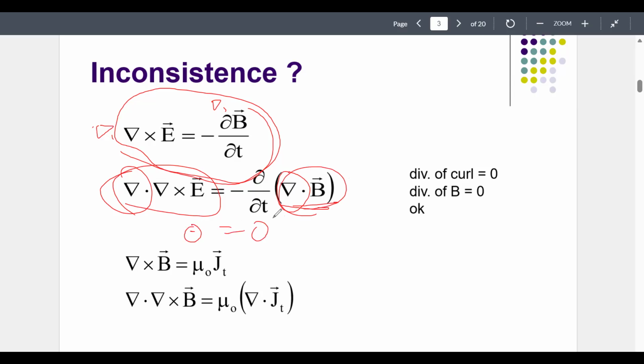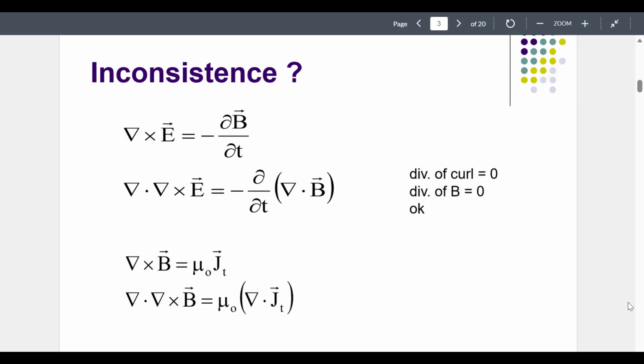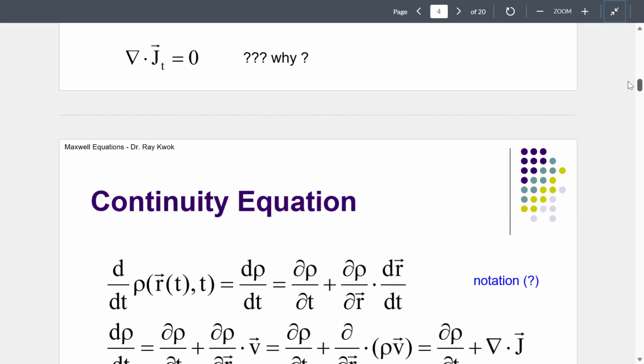Everybody is happy. Now we do that to the other equation, Ampere's law. I'm going to take a divergence on both sides. The divergence of this is 0 because the divergence of the curl of any vector is 0. But the divergence of a current density, why is it 0? There's no physical evidence for this. So Maxwell said that's not really correct. I'm going to skip all this.